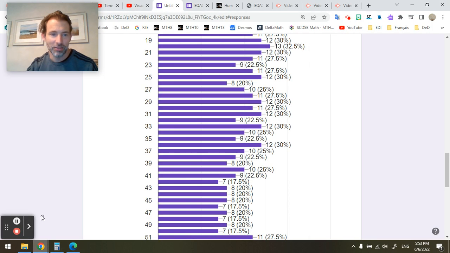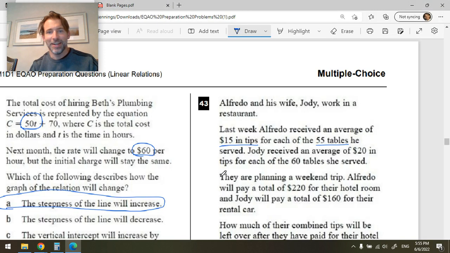Hold on one moment. I think it's activity time right away. Okay, so he gets a $15 tip for each of his 55 tables. Well, he's doing pretty well. That's a lot of tables a night. Oh my, that's really good money. Jody, on the other hand, receives even more money, $20 in tips for each of the 60 tables she served.